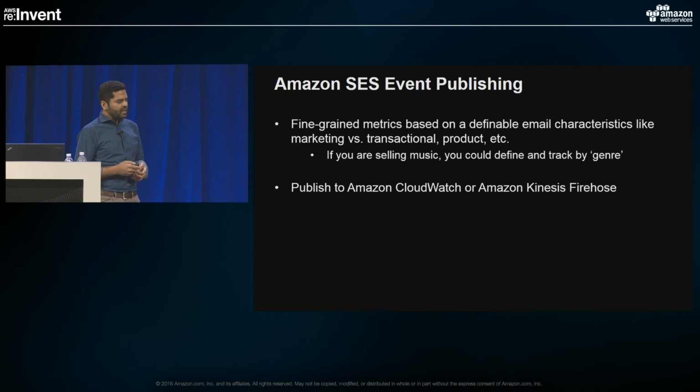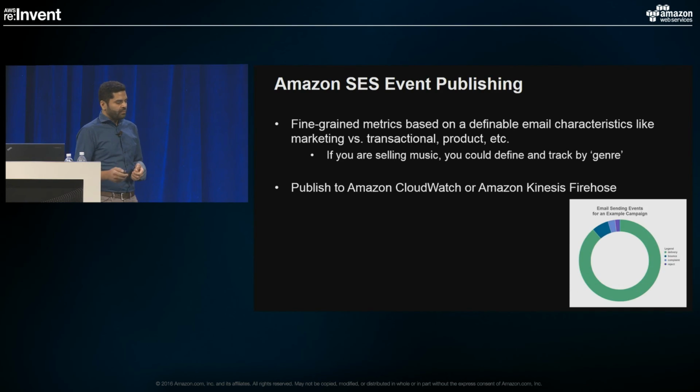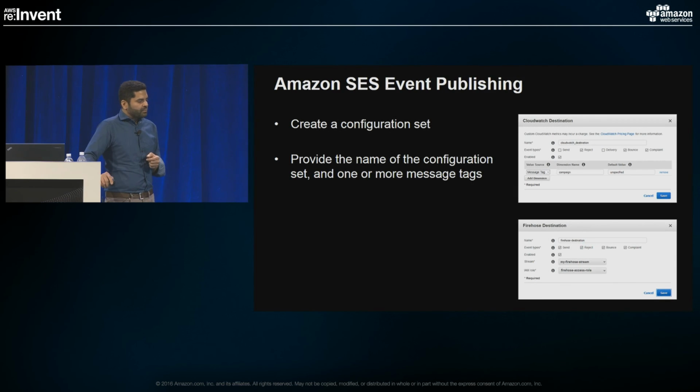And you can publish those metrics to Amazon CloudWatch or Amazon Kinesis Firehose. This is a sample I took from an experiment we did before we launched this feature. You get this level of granularity for one of the segments we had.